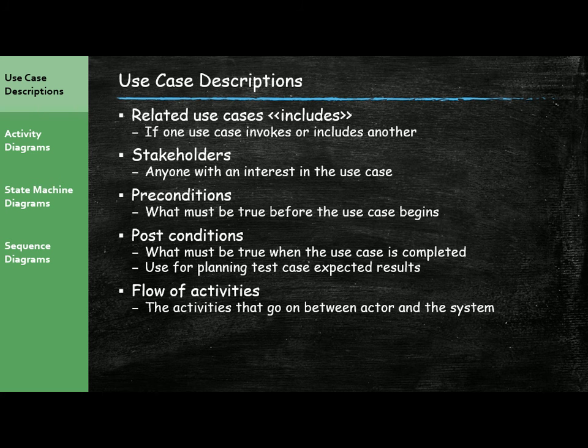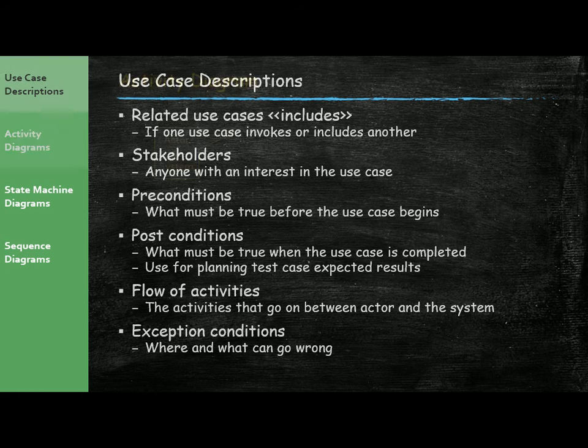The flow of activities we're going to use to create an activity diagram later on, but it's all of the activities between the actor and the system. So that's the flow of activities in a use case. And finally, the exception conditions, which just like our post conditions can be used for our testing. So we can test those exception conditions. What happens if I put an invalid debit card into the system? Is it going to correctly catch that exception? So that's something we could list.